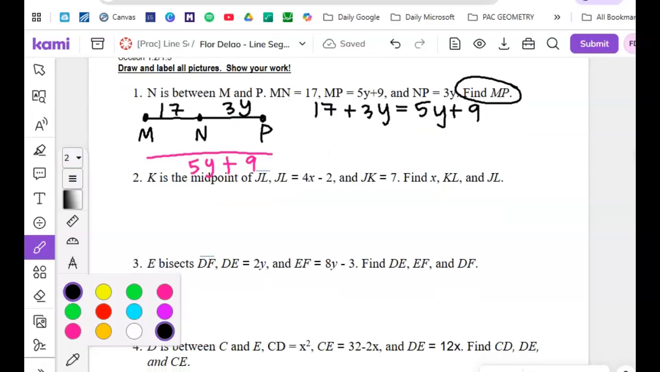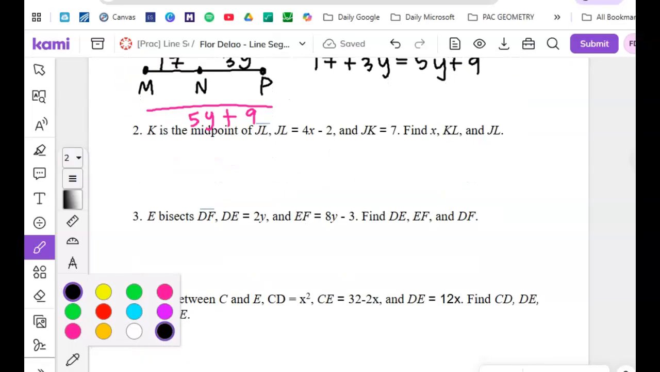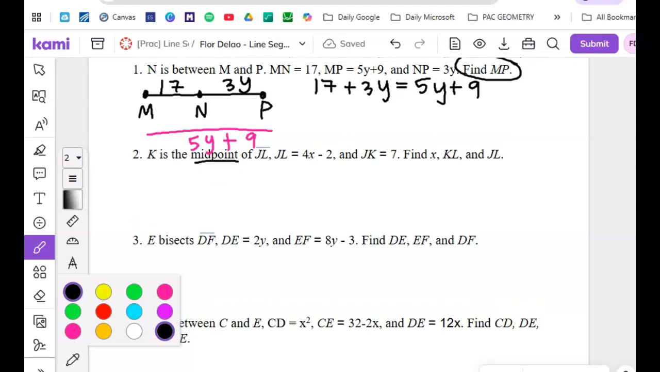Can I move to number 2? Okay, number 2. Number 2 has that vocab word. What word? Midpoint. So K is the midpoint between J and L. I'm going to draw the tick mark so I don't forget those are congruent, since that is the midpoint that bisects the segment into 2 equal parts. And then I read the information I'm given. I'm given JL equals 4x minus 2 and JK equals 7. Find x, KL, and JL.